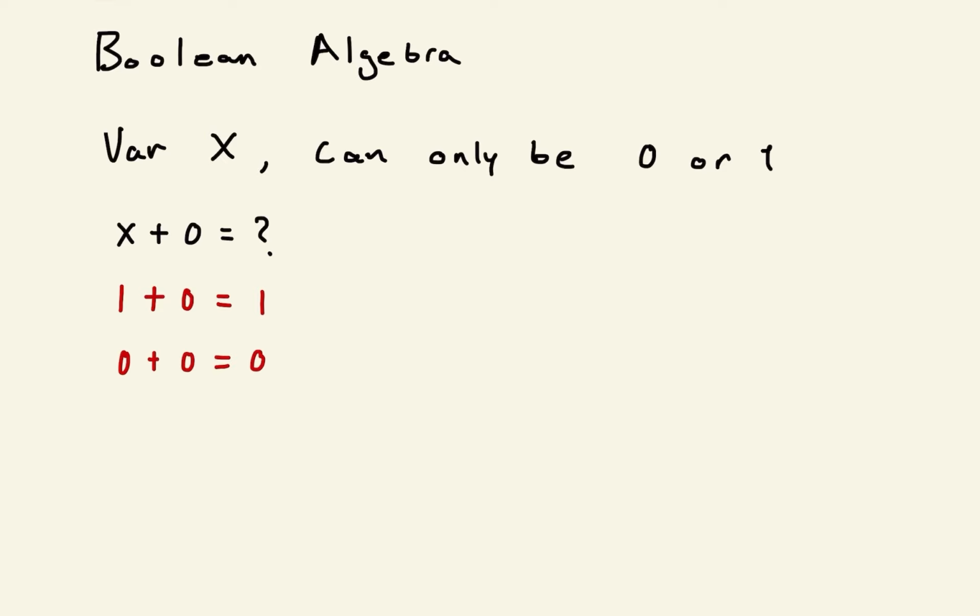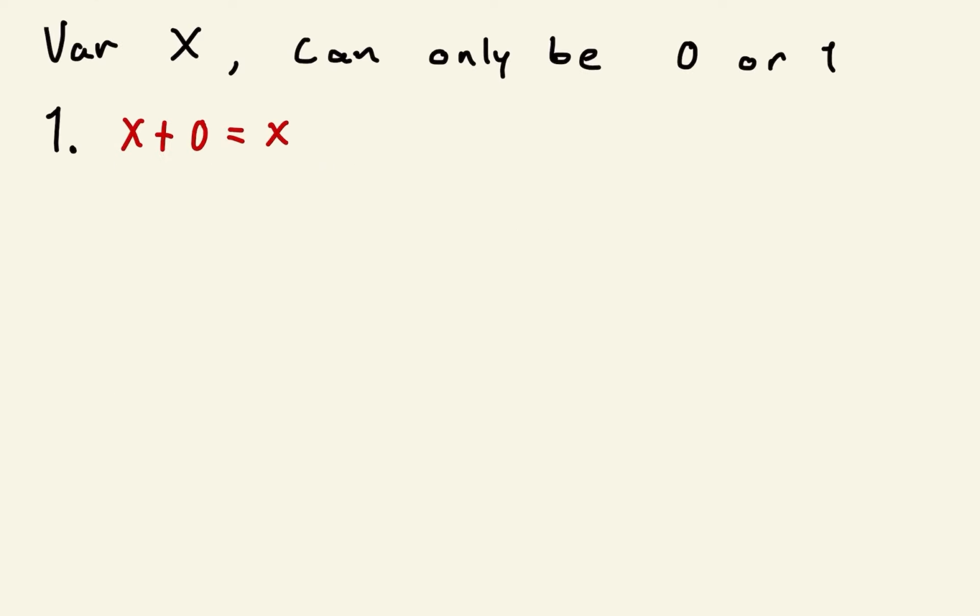We know this from regular algebra. Using these two facts, we find that no matter what the other input is for the OR function, as long as one of the inputs is 0, the other input will end up being our output. Or in other words, x plus 0 always equals x. Alright, we have our first axiom, x plus 0.